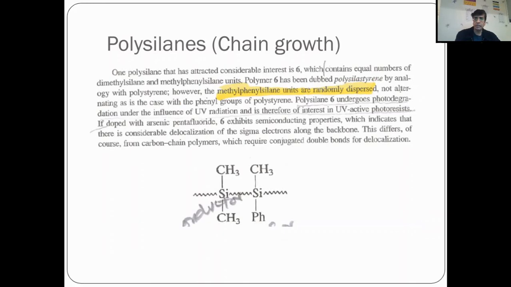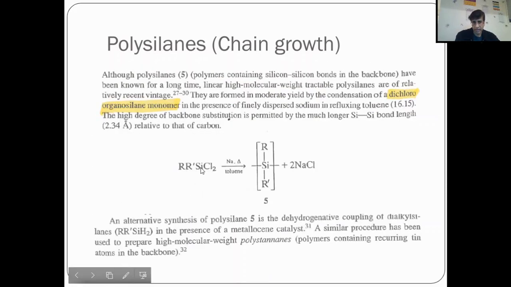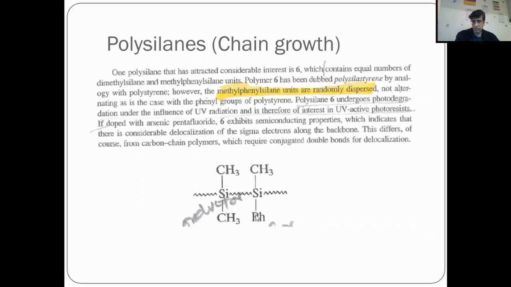Now look here. You can also make a polysilane instead of using only one type of substituent. This is one monomer in which you have CH3 CH3. This is another monomer in which you have a CH3 and a phenyl group. So you require two different types of monomer here, and you will actually get a copolymer.